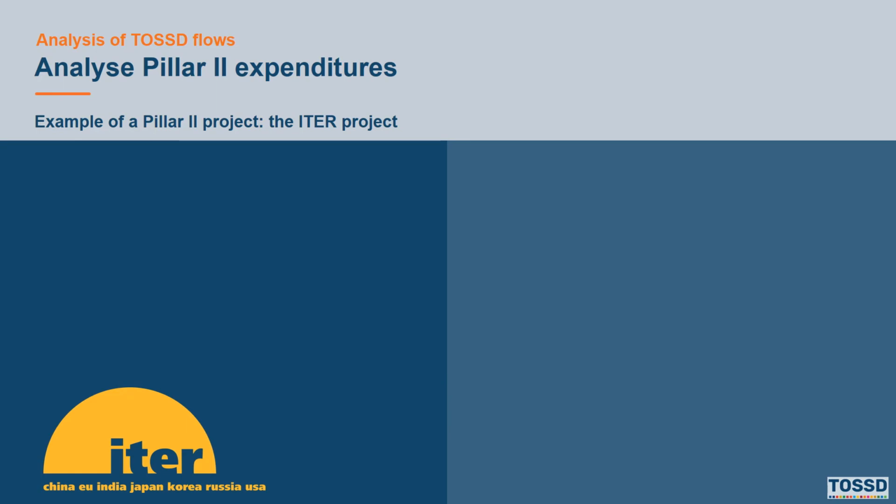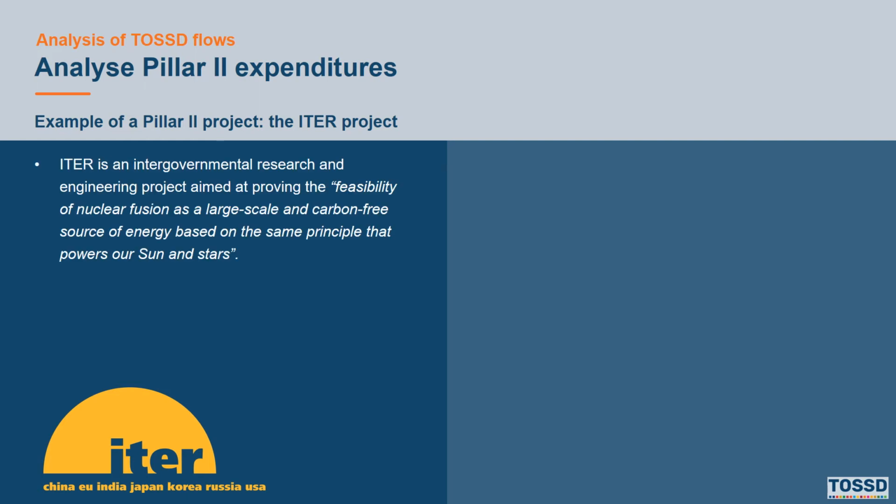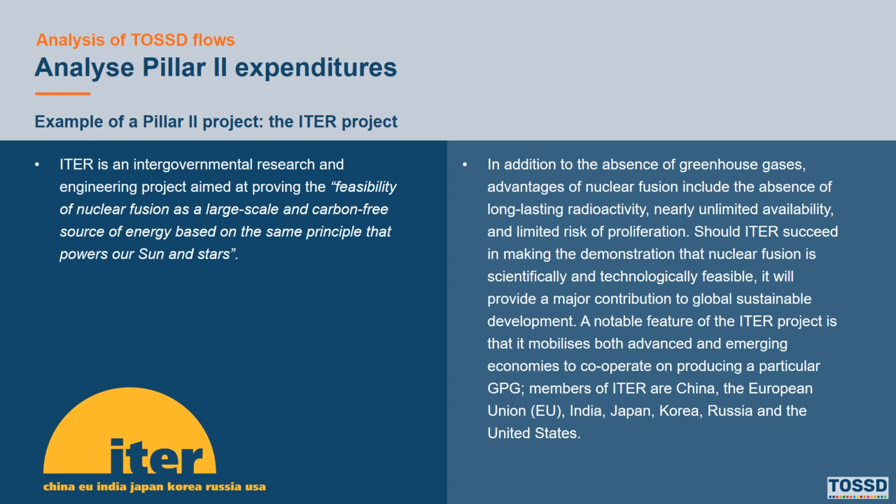An example of TOSSD Pillar 2 expenditure is the ITER project. This is an intergovernmental research and engineering project aimed at providing feasibility of nuclear fusion as a large-scale and carbon-free source of energy, based on the same principle that powers our sun and stars. This project is supported by several countries, which are China, the European Union, India, Japan, Korea, Russia, and the United States.